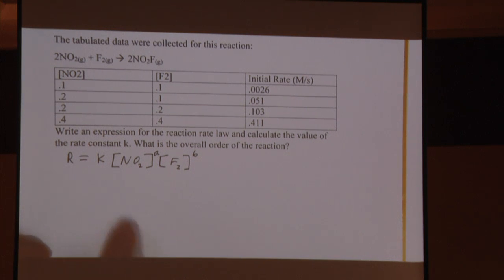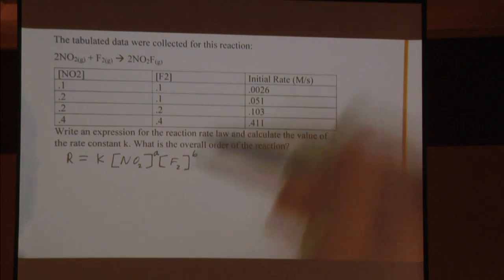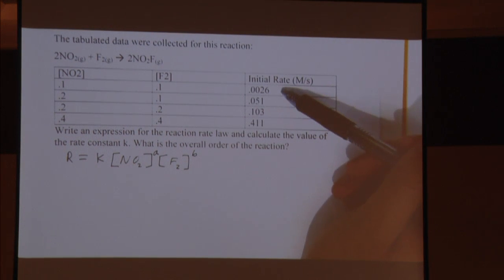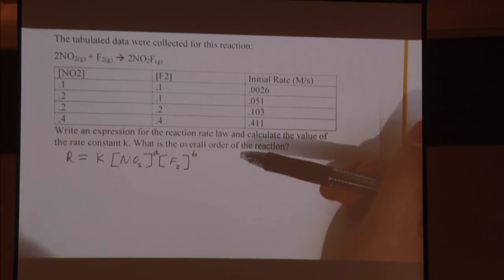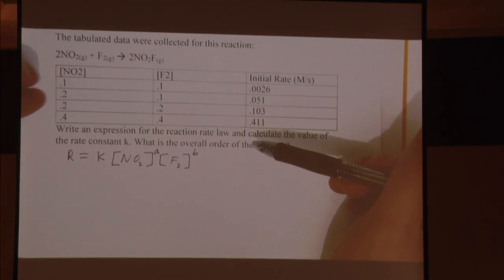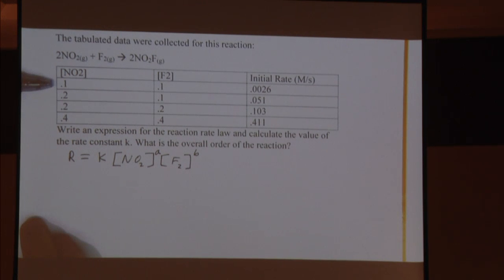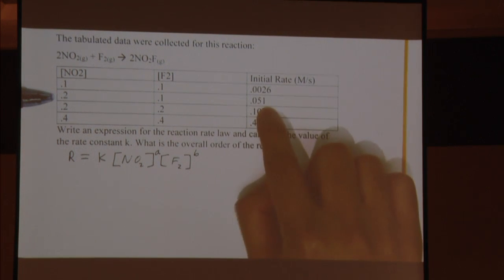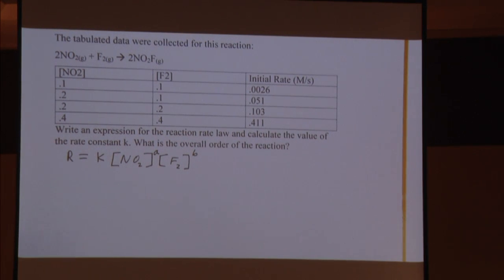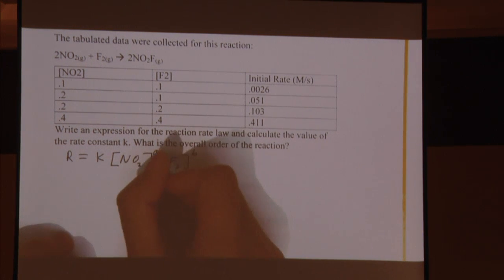So we have this equation right here, and we need to figure out our exponents A and B. We do that by looking at the table and seeing how the concentrations affect the rate. So let's take experiments 1 and 2, these top 2 lines, and we see that when we double the amount of this NO2, our rate doubles as well. This means that our exponent is just 1.